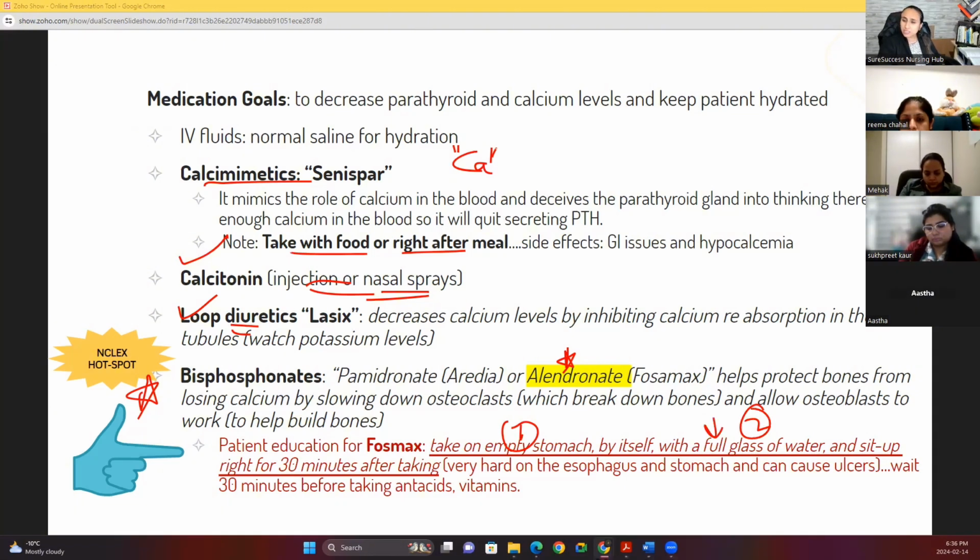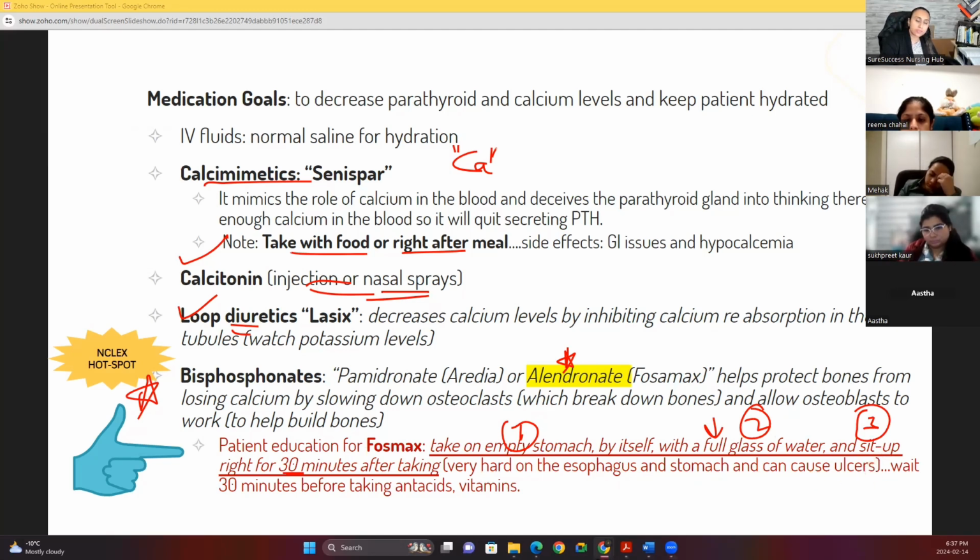Thyroid pill, antacid medication, etc., we don't worry about those things. But for this medication, a full glass of water. And the third important point is to tell the patient to sit up for 30 minutes after taking this medication. Why sit up and why a full glass of water? Because this medication is very hard on the esophagus and can cause ulcers.